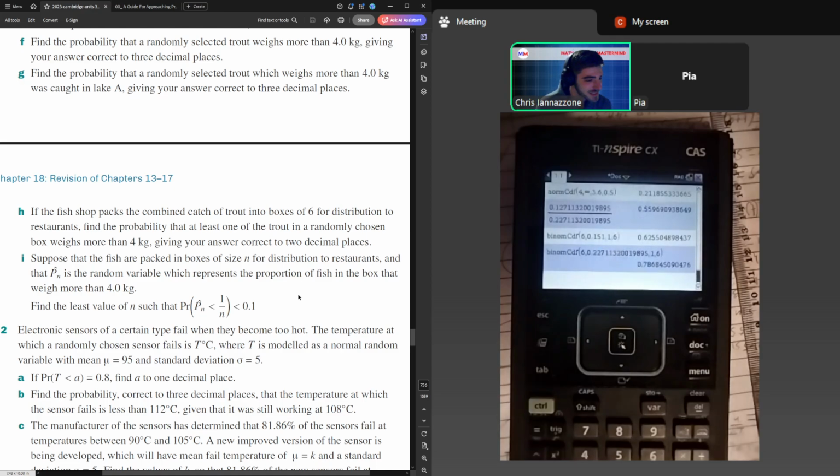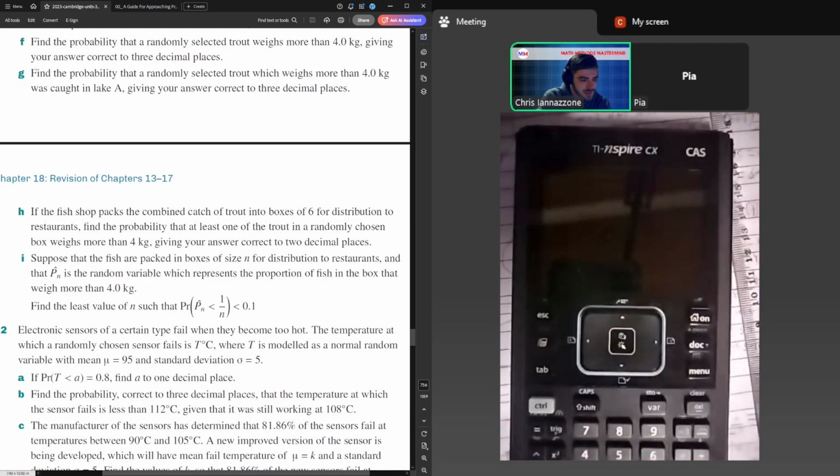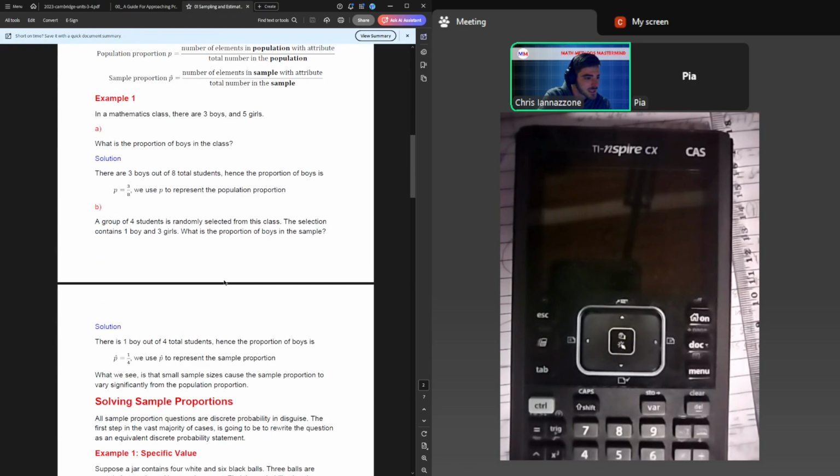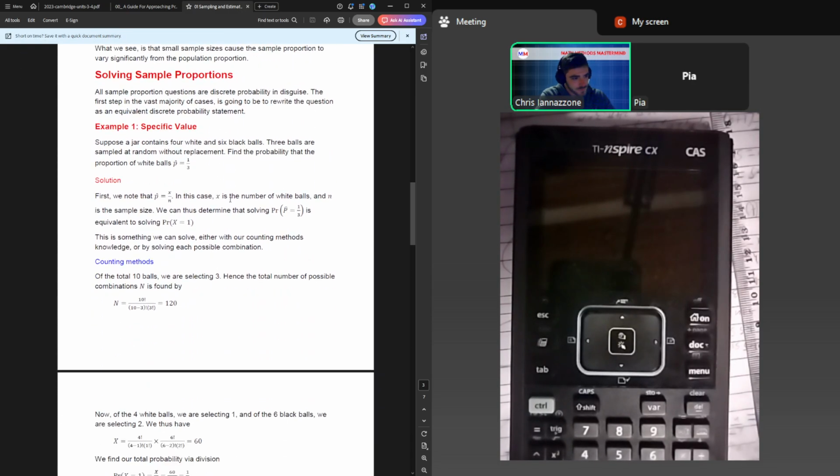So that's the sampling and estimation chapter, where essentially this is still a discrete kind of thing, but the only thing you have to do is try to convert your p hat values into x values like we're used to. That sounds harder than it actually is. What I'll do is I'll pull up a PDF that sort of walks through what the actual difference is here.